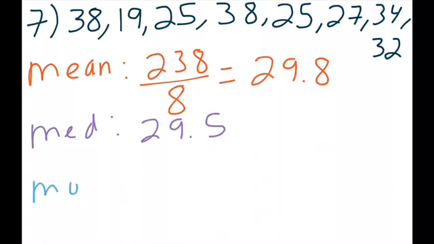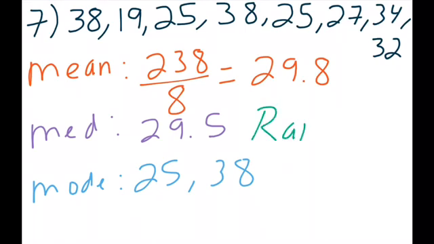The mode, there's actually 2 modes in this one, 2 numbers that occur the most. Those 2 numbers are 25 and 38. So there's 2 modes. And then for the last one, our range is our largest number minus our smallest number, and that is 19.